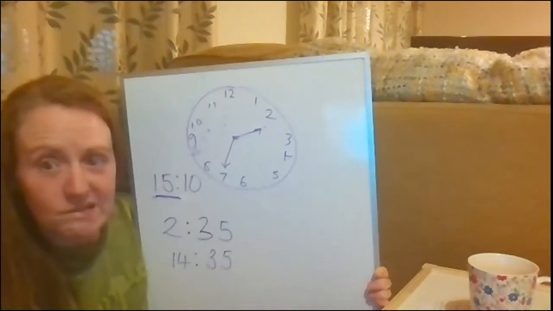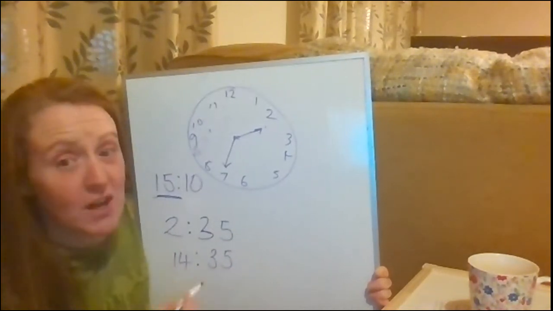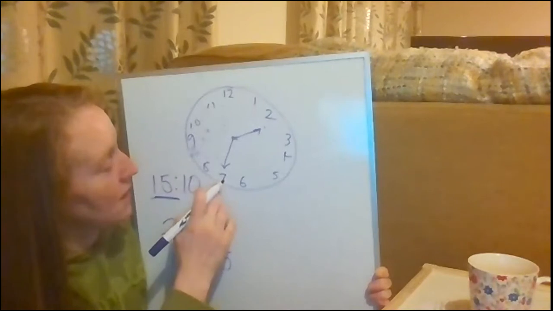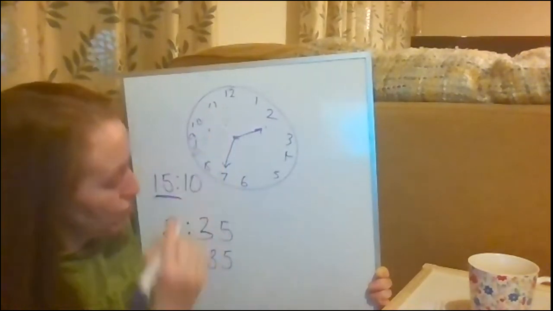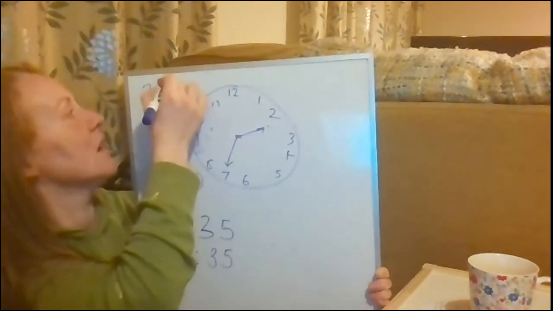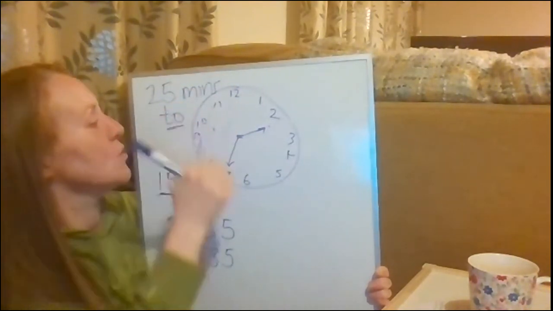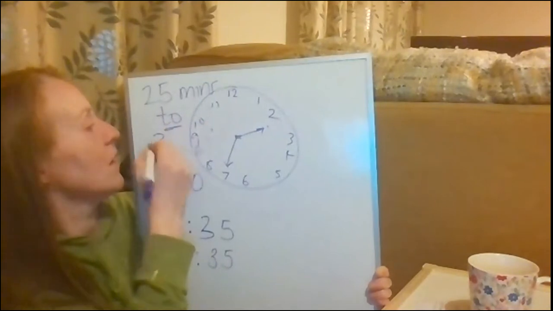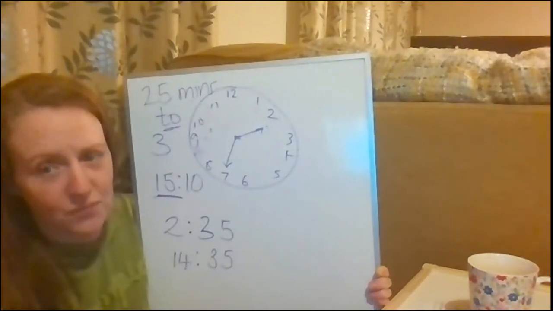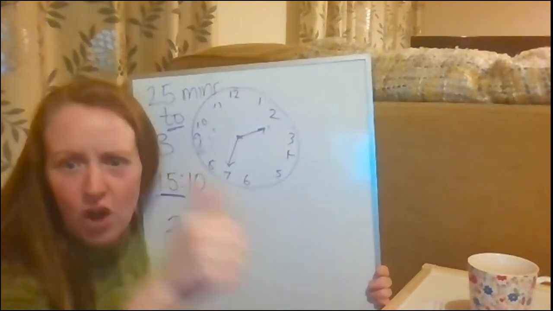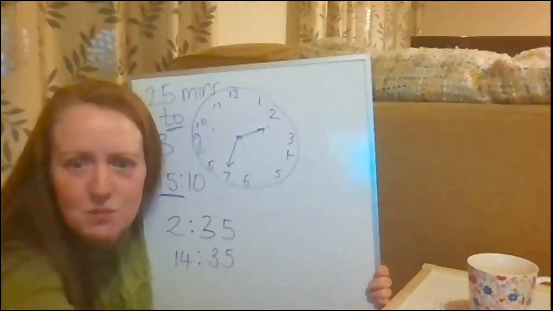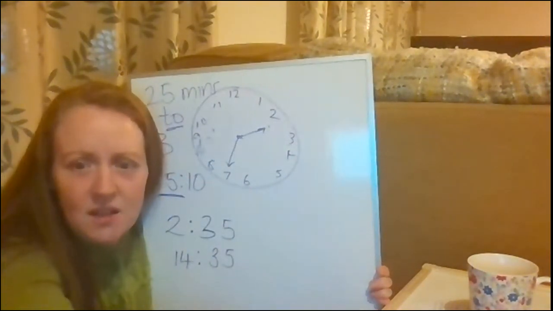Very tricky. You may have written it as 5, 10, 15, 20, 25 minutes to 3, because we're on the 2 side. You could have written it in words like that as well. Ooh, really tricky. If you got that right, well done. Very, very tricky question this morning to get you started.